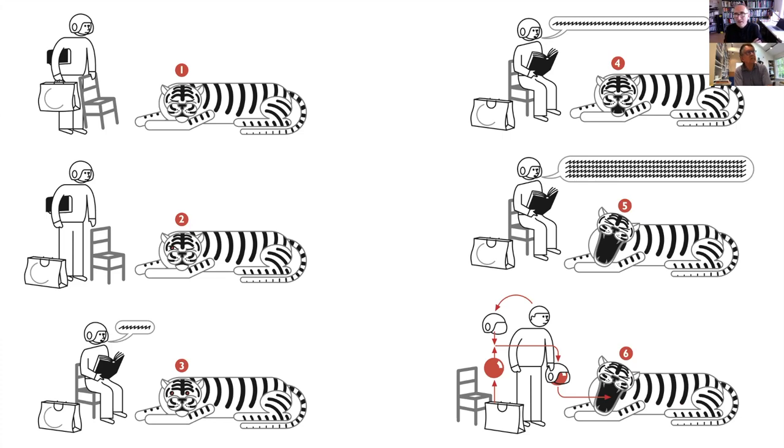And then the tiger is yawning as the guy is reading. Four and five is really yawning a lot. And that's when the action happens. So what's going on there?